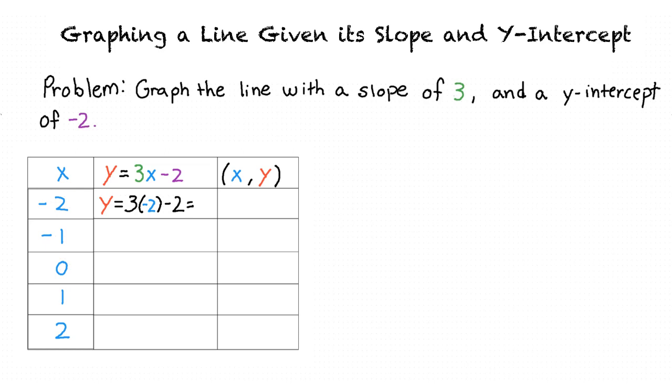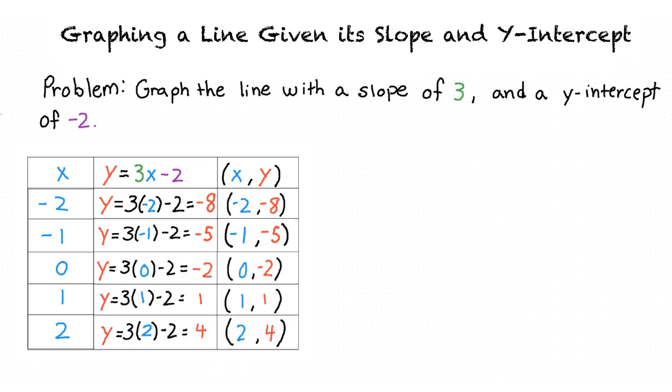Solving this out, we get a value of -8. So the coordinate point on our graph would be -2, -8. Would you like to try the next one? Sure. To find the point with an x value of -1, we can substitute -1 into the equation where x is present. Doing so, we will get an equation that looks like this. Solving that out, we get y equals -5. The point will be at -1, -5. That's right. Solving the rest of the table out, you'll get the following coordinate points.